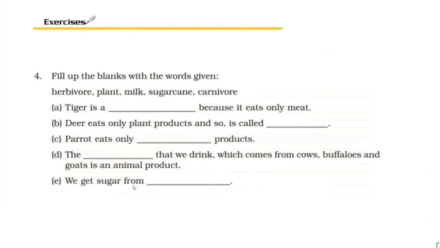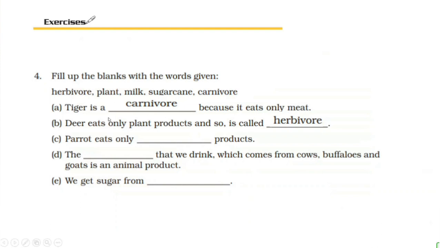Next is fill up the blanks with the words given. Tiger is a dash because it eats only meat. The animals that eat only meat are known as carnivores. So tiger is a carnivore. Next is deer eats only plants, and so it is known as a herbivore.